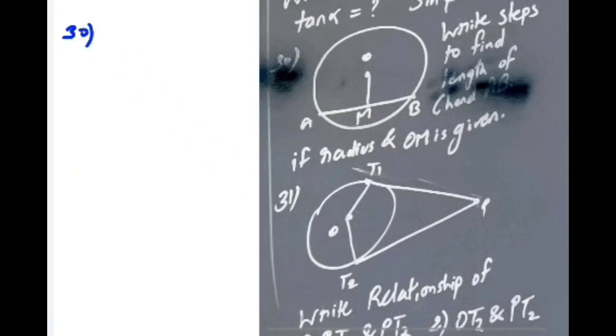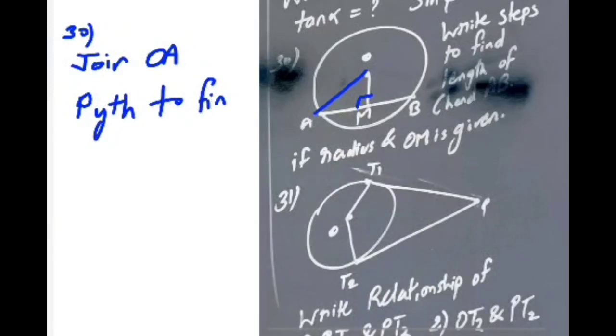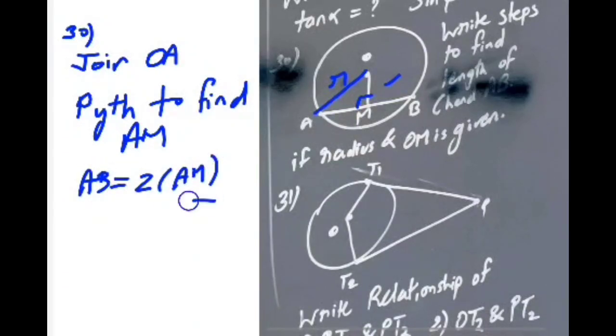Now 30th question, write steps to find the length of chord AB. So first of all join OA, and apply the right angle here. Okay, then Pythagoras theorem to find AM. Okay, if radius and OM is given, so AM will be found, then AB will be twice of AM. So this is how you can find the chord. Okay, chord length.